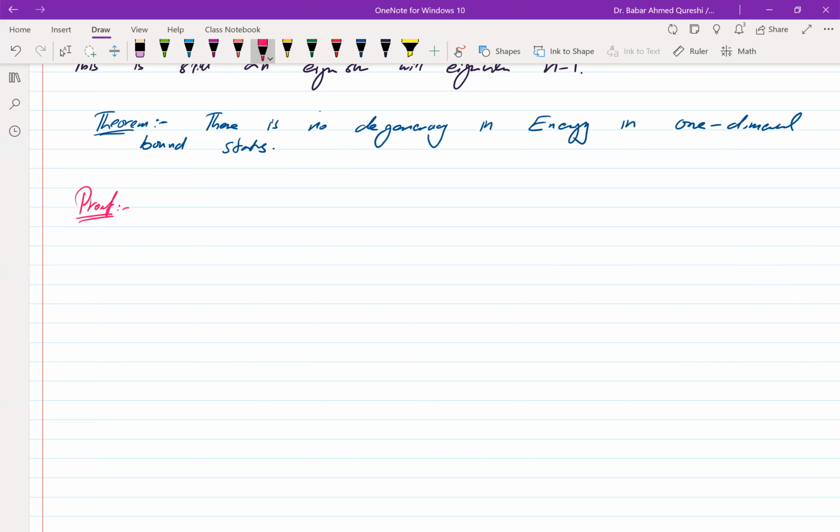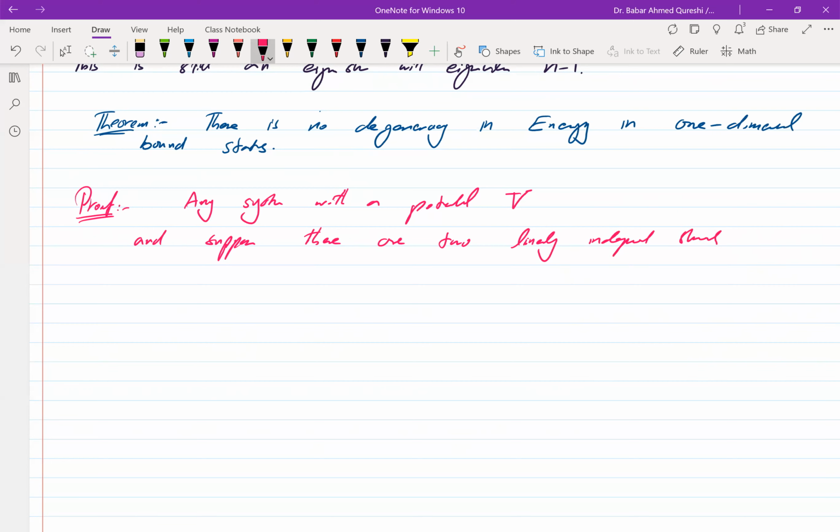Suppose you have any system with a potential V. One-dimensional systems are characterized by giving a potential V. And suppose there are two linearly independent states, psi1 and psi2, with the same energy eigenvalue E.